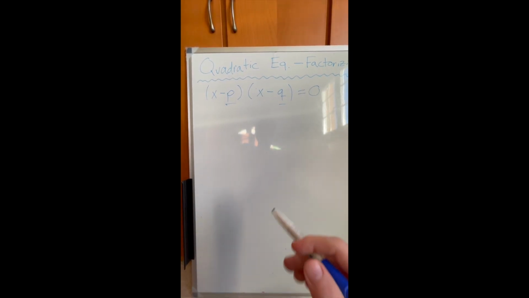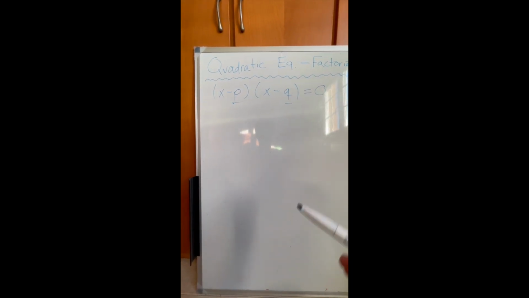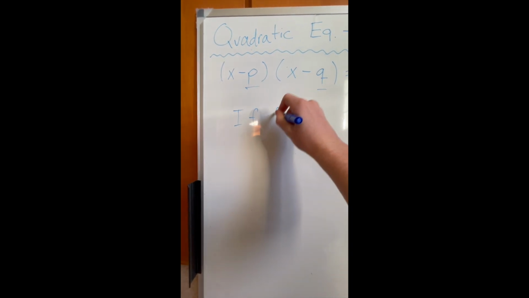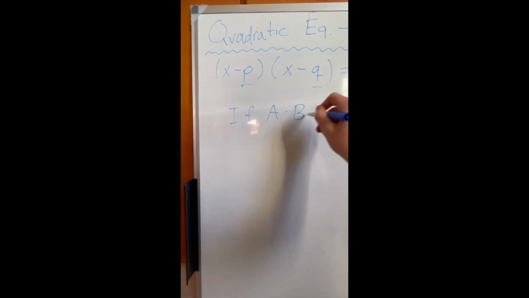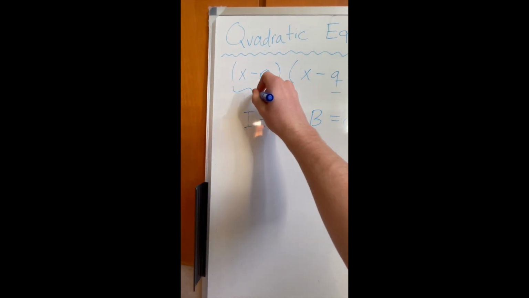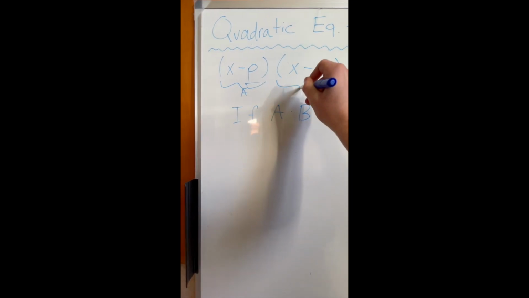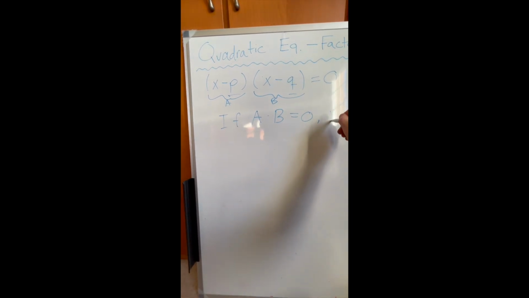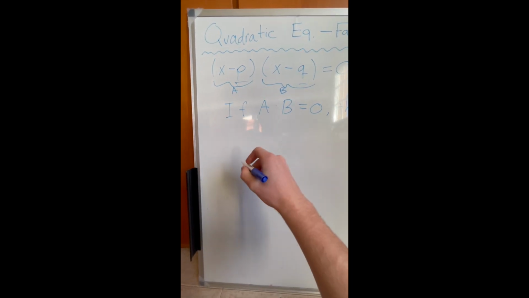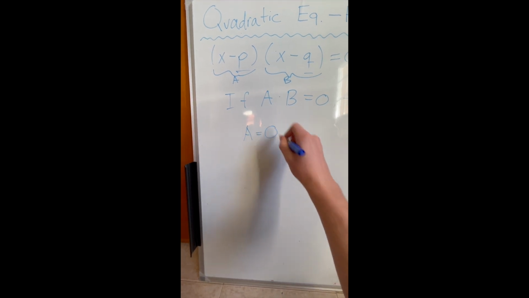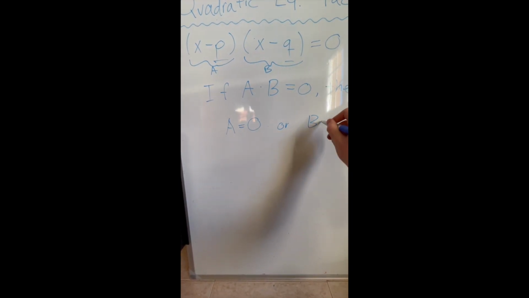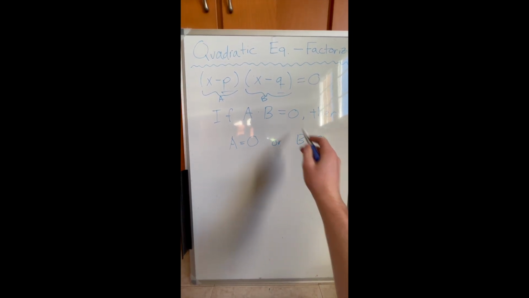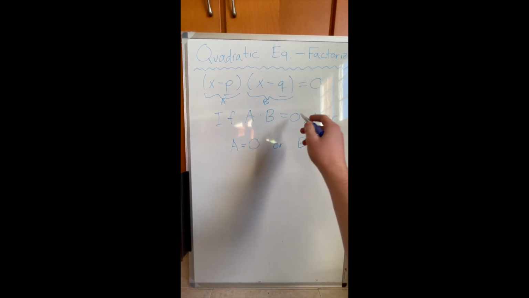this equation. Once we have the factors, we use the zero product property, which states that if a times b equals 0, let's call this one a and this one b, then a is equal to 0 or b is equal to 0. 0 times b is 0, or a times 0 is 0.